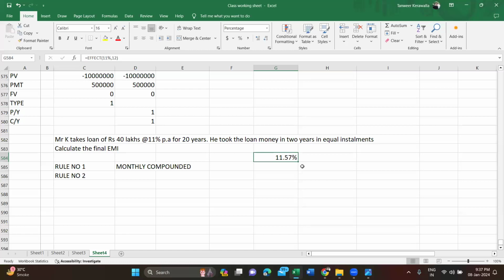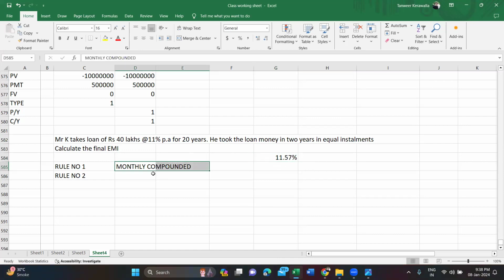So that people who don't know this thing can't understand. So this is actually not 11%, it's 11.57%. That's the effective rate which they are charging you every year. But the rate given by the bank is always the nominal rate. That means it is always monthly compounded, never yearly compounded. Right. So that is one assumption we have to make.